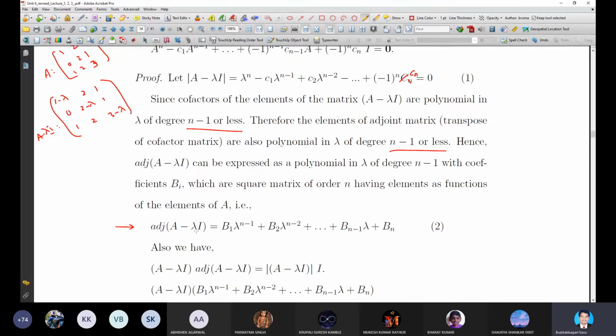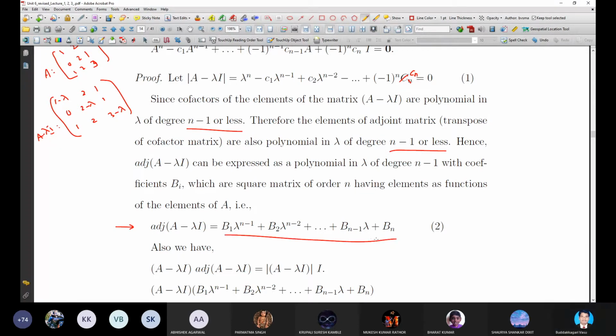That matrix polynomial, we assume, is b1 lambda power n minus 1 plus b2 lambda power n minus 2 plus and so on, bn minus 1 lambda plus bn. Because it is a polynomial, it results in a matrix polynomial in lambda of degree n minus 1. We just assume it like this. We don't know what b1, b2, b3, up to bn are; they can be found, being of order n by n. So it is a matrix polynomial.